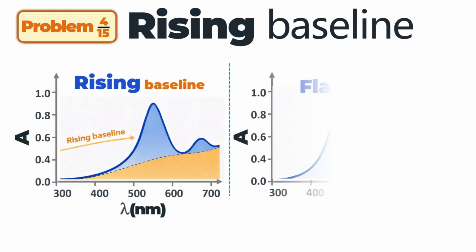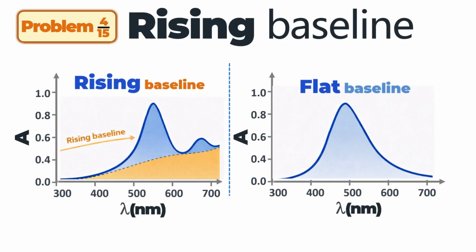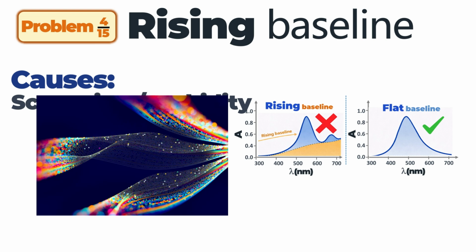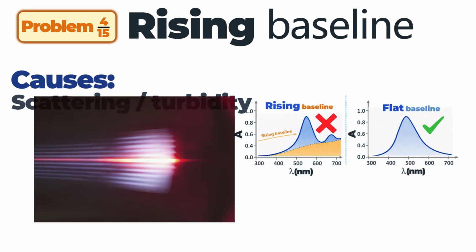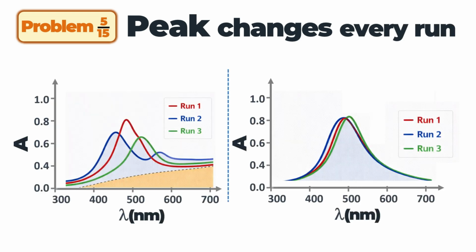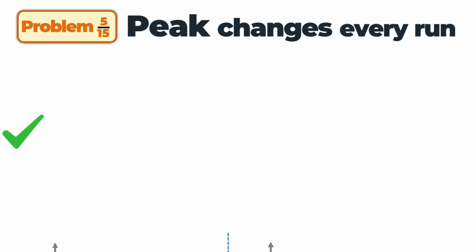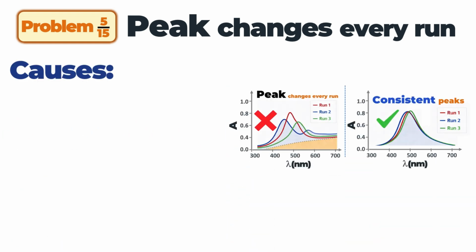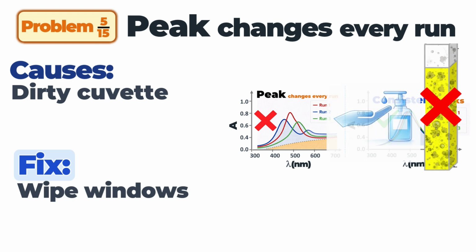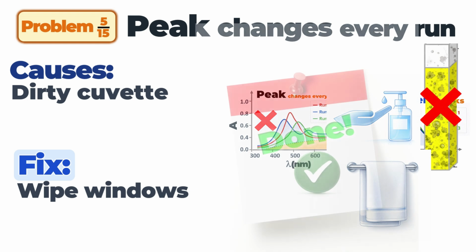Problem 4. The rising baseline. If your curve looks like a ski jump, you have scattering. This happens with turbid samples, precipitates, or nanoparticles. Filter or centrifuge the sample to get a clear solution. Problem 5. Shifting baseline. If every run looks different, check your handling. Fingerprints or residue on the optical faces absorb light differently every time you put the cuvette in. Wipe the clear sides and handle only by the frosted edges.